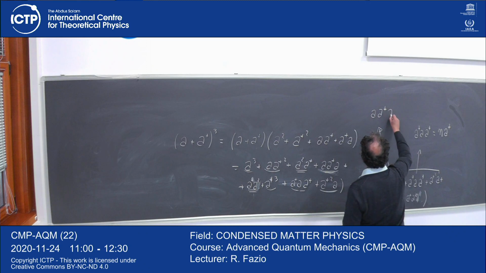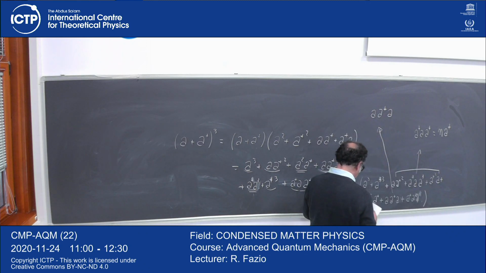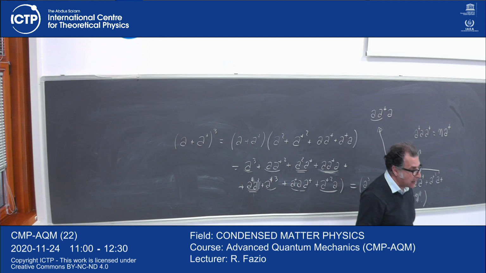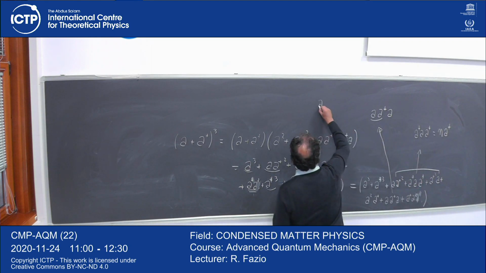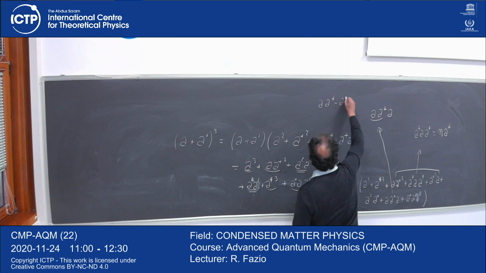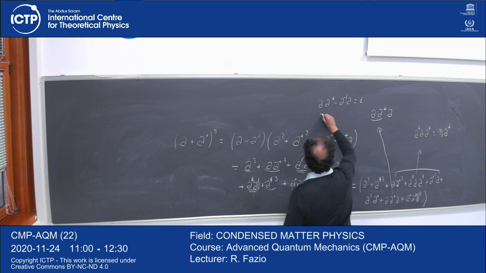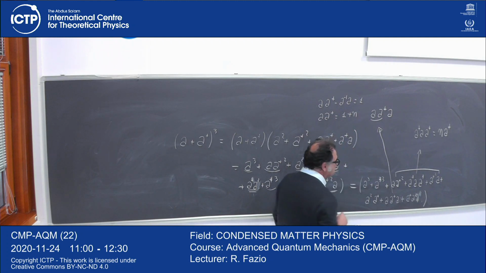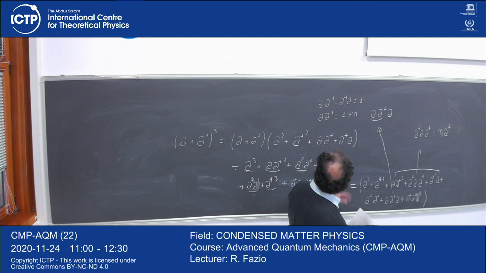a dagger A, okay? Then you see that you have this A A dagger, but then you know the commutation relation between A and A dagger. So you know that the commutator of A and A dagger is equal to 1. Okay? So you know that A A dagger minus A dagger A is equal to 1, which means that A A dagger is equal to 1 plus N.